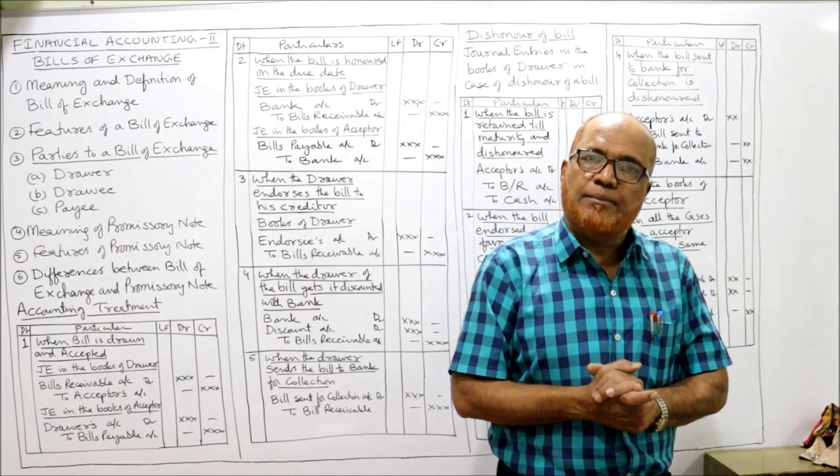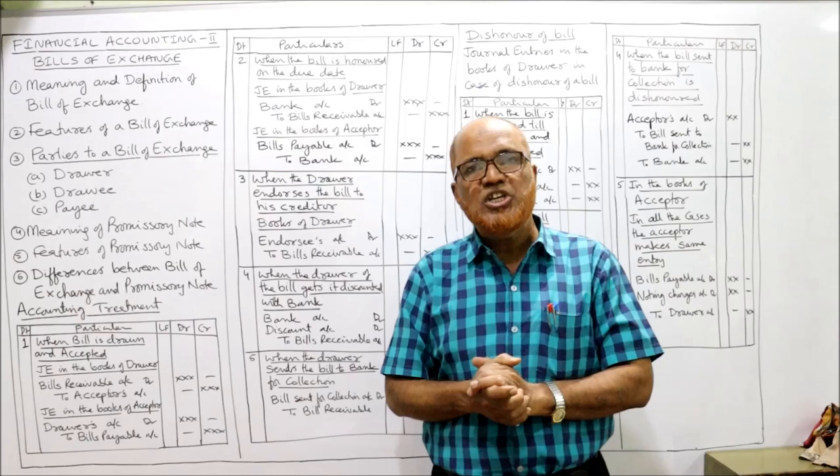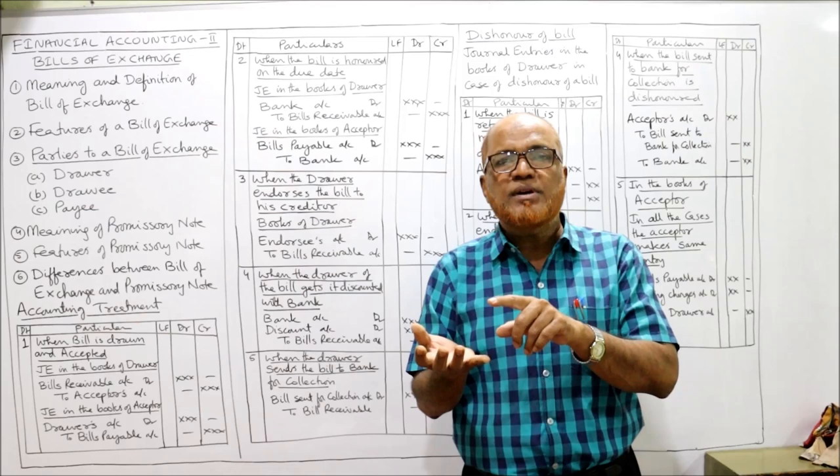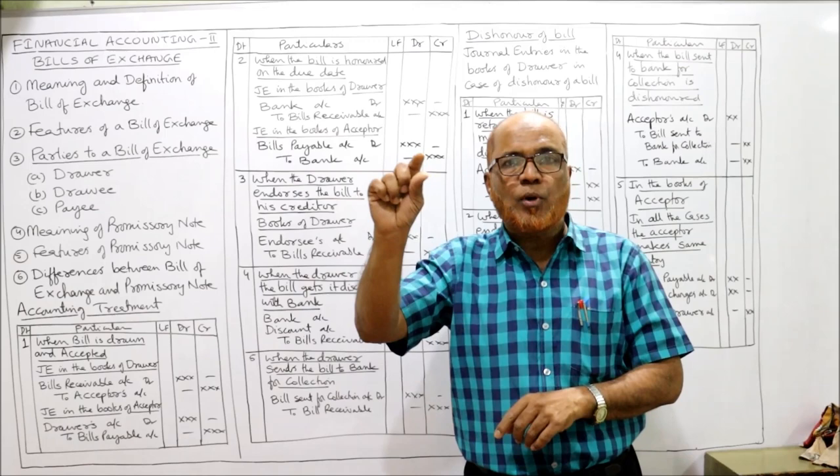So these are some of the features of a bill of exchange. Again, I repeat, it must be in writing. Second, it must contain an order. The order must be unconditional. It must be properly dated.